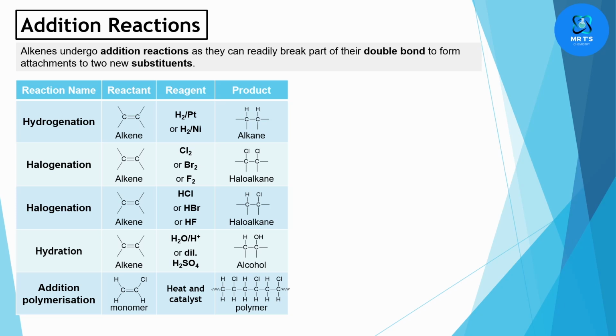Now every time that we do a specific type of addition reaction, we're going to have an associated reagent, and you can see that I've got 5 different addition reactions shown here in this table. Hydrogenation, halogenation, 2 different types of halogenation here, hydration and addition polymerization. But let's have a look at each one of these examples.